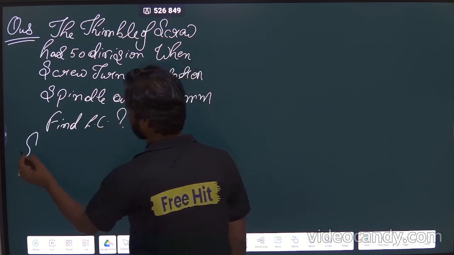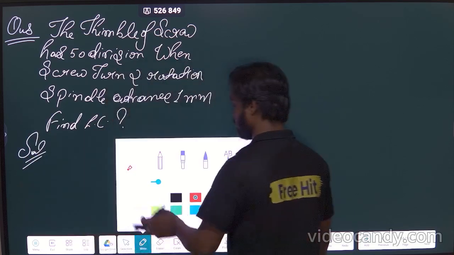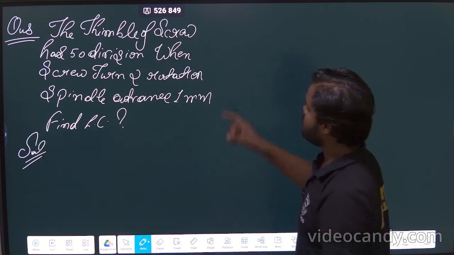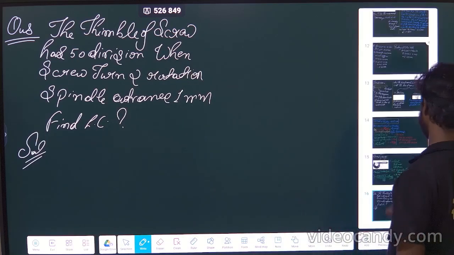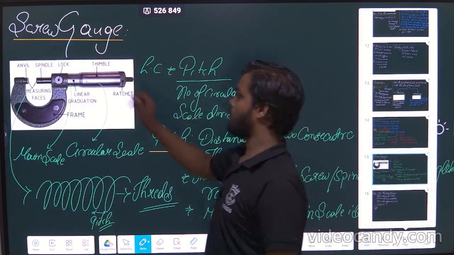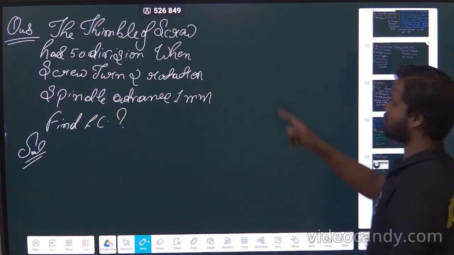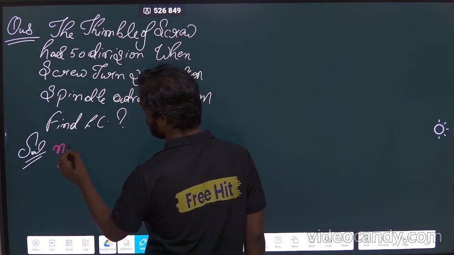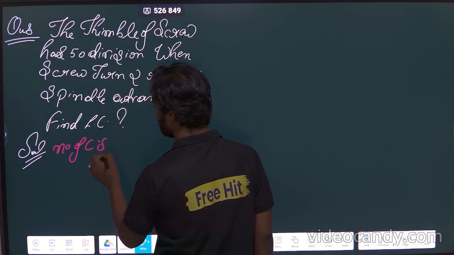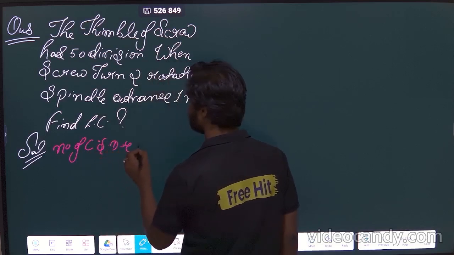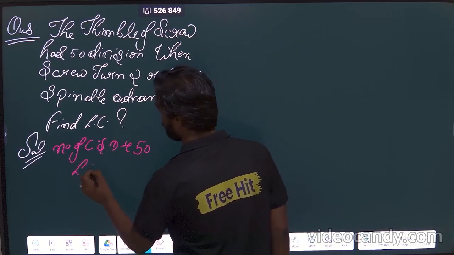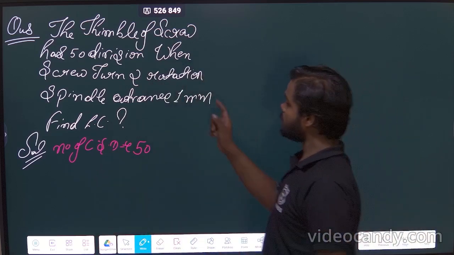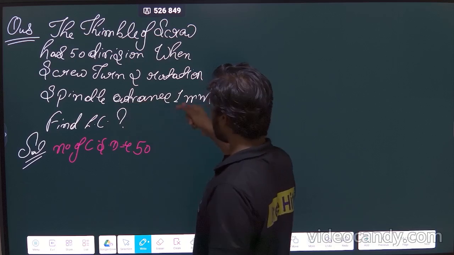Okay, so let's see how we will calculate the least count. See, we are saying thimble of the screw. What is the thimble? This is the thimble. Circular scale has 50 divisions. That means the number of circular scale divisions is equal to 50. Then we have to calculate pitch also. When the screw turns 2 rotation, it's 1 mm.